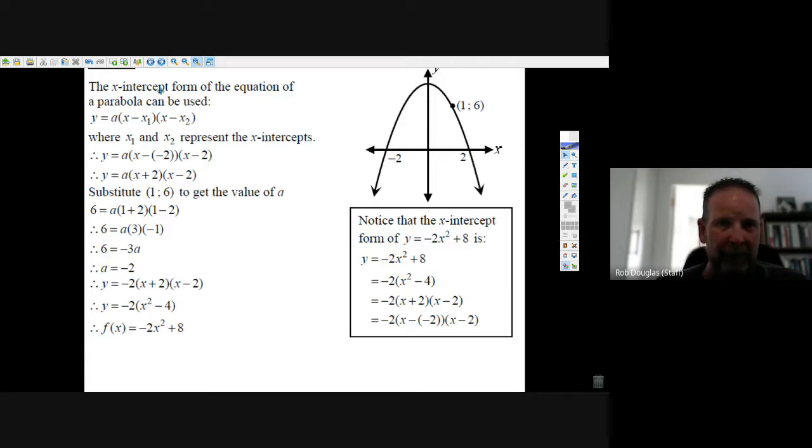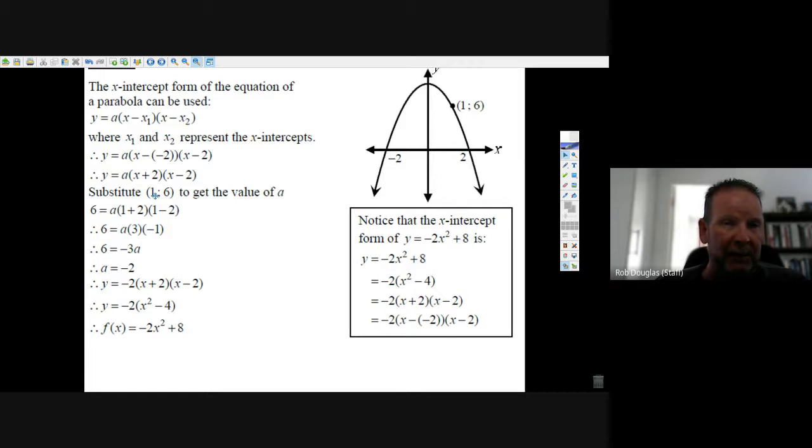But what if you're given two x-intercepts? Well, there's another form of writing a parabola. This is the form y = a(x − x1)(x − x2), where x1 and x2 are the x-intercepts. So all you do is take those x-intercepts and put them in there. x minus minus 2, that'll be x + 2, and x − 2, that's the second intercept, 2. Well, there's your equation: y = a(x + 2)(x − 2).